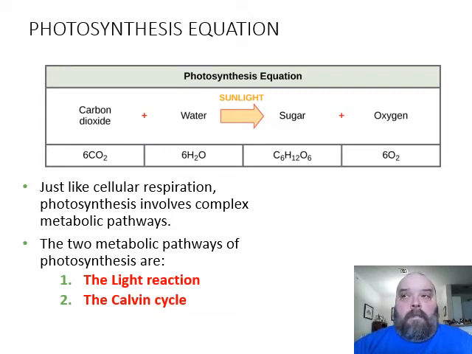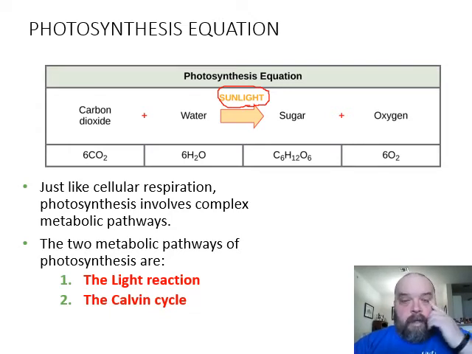Now, from a chemical standpoint, what we are looking at is carbon dioxide being recombined with water. Look at the equation above my head. 6 CO2 plus 6 water gets made into a sugar, C6H12O6, and 6 oxygen. Okay, notice that this is not being powered by ATP. No, this is being powered by sunlight.